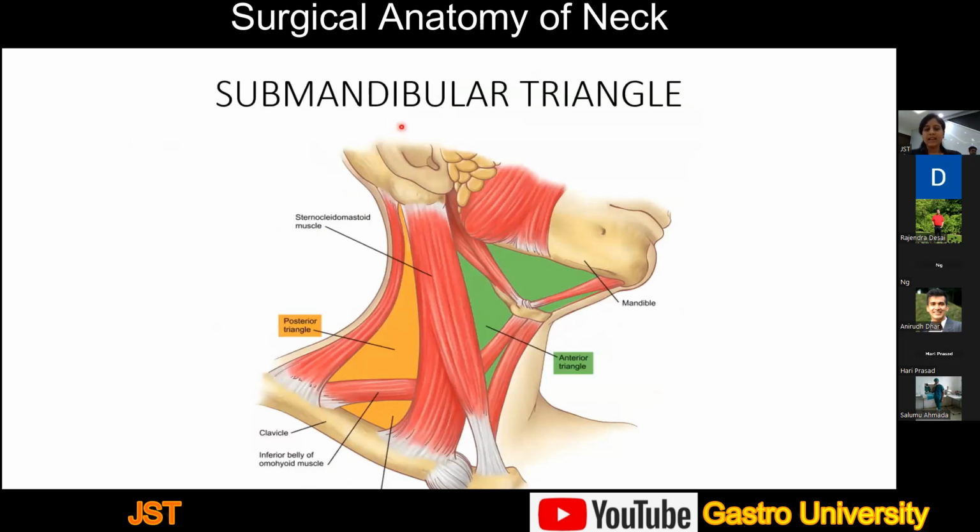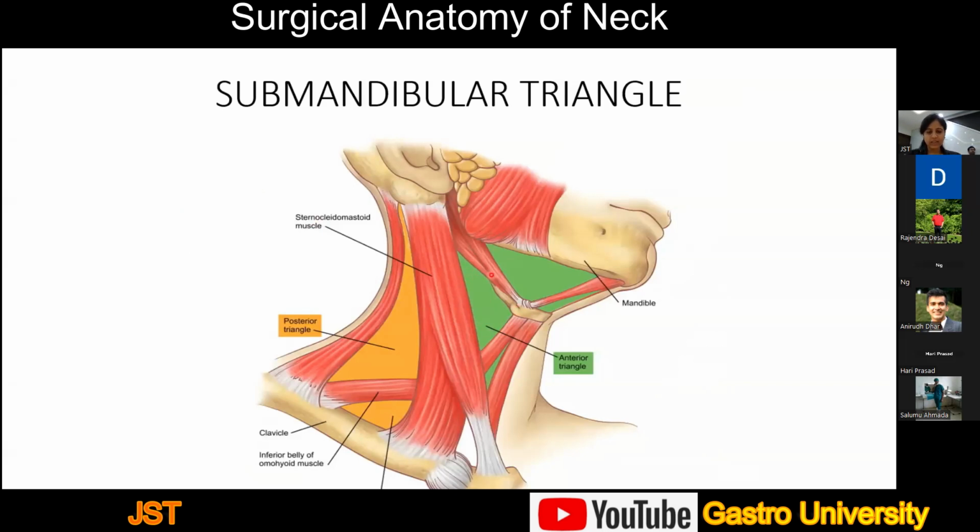The second triangle I want to talk about is the submandibular triangle. This triangle is spaced between the anterior and the posterior bellies of digastric and the lower border of the mandible. Therefore, it is also known as the digastric triangle. The floor of this triangle is the mylohyoid muscle. This contains the facial vasculature, the facial artery, the vein, marginal mandibular nerve, and submandibular salivary gland, and 1B group of lymph nodes.